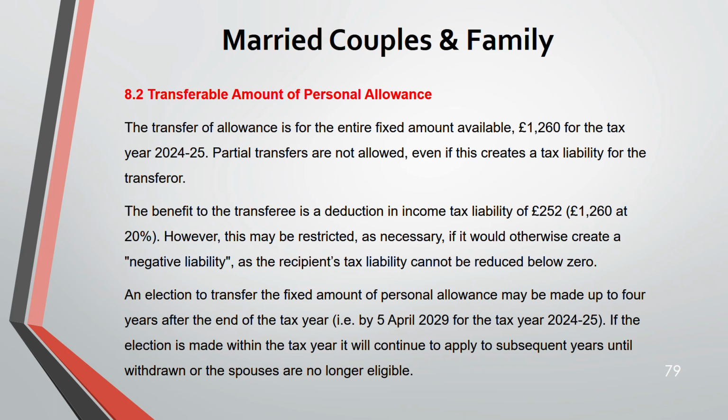If you make an election within the tax year, it will continue to apply to subsequent years until you withdraw the election or the spouses are no longer eligible. Let's say they have become a higher rate taxpayer or an additional rate taxpayer, or a spouse dies. In this condition, the election is withdrawn. No longer will personal allowance be transferred.